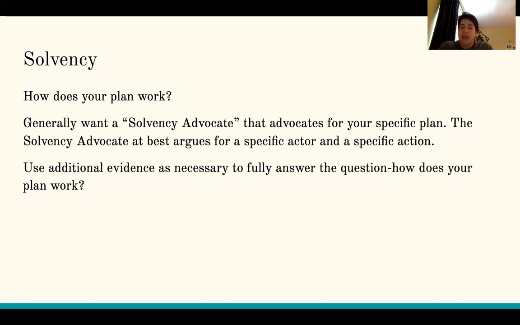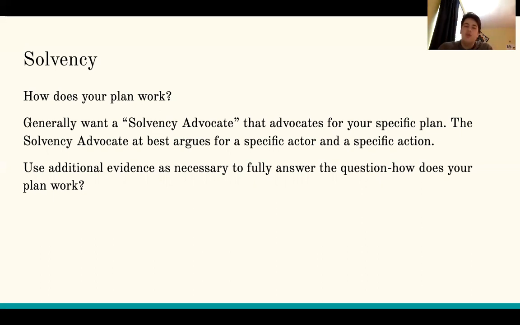The specific actor is like, Congress should, or the Supreme Court should, or the executive branch should, or just the United States federal government should. And then a specific action means it's not just, eliminate mandatory minimums, but it could be, update the legal code in this way, or advise prosecutors to not use mandatory minimums.